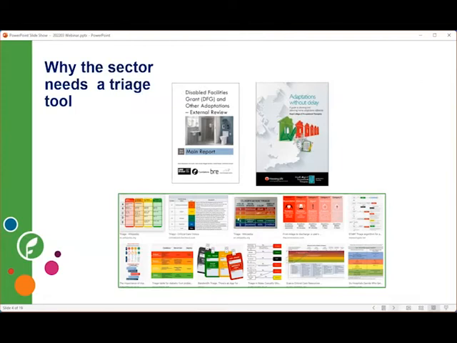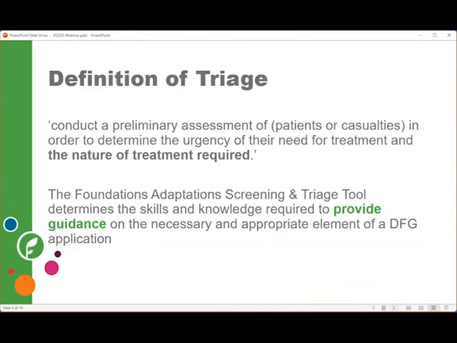And obviously in other areas of health and social care, triage tools are often used as a way of making better use of resources and ensuring that the right people are involved in working with an individual. So we know that triage is used successfully in other areas of health and social care. That's what underpins why we thought about developing a triage tool to support the work that had started within Adaptations Without Delay.